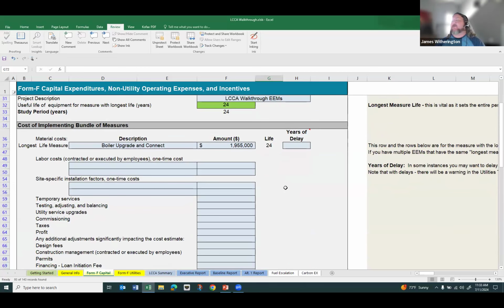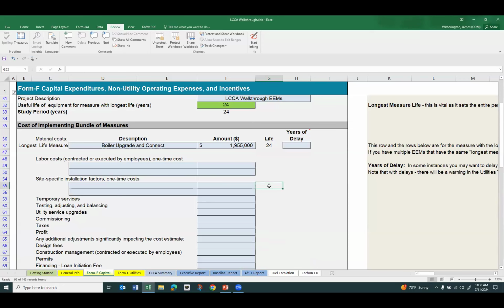If anyone's familiar with the OFM lifecycle cost tool, the Office of Financial Management lifecycle cost tool, there are multiple alternative tabs in it. In this case, it is just a baseline and alternative 1 for Form F. So you would need to have multiple Form Fs in order to crosswalk that comparison.